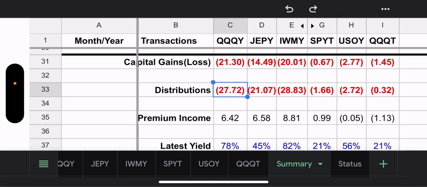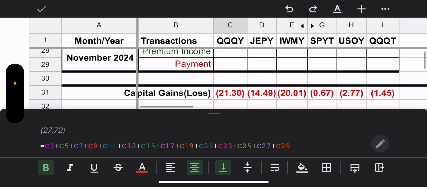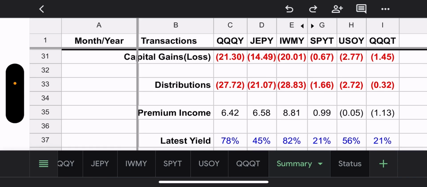Actually, did I update this formula? It goes to 29. Yes, I did. Okay, so the distribution amount should be greater than the capital loss, okay? And on QQQY's part, it is greater, right? It's greater by 642. JEPY, yes, it's greater by 658. IWMY is greater. This means they are actually making money. This is why there's total return. SPYT, not much, man. They're only up 99 cents. I know, it's a newer fund. USOY, we already knew, they're in the negative, and QQQT is in the negative, due to timing.